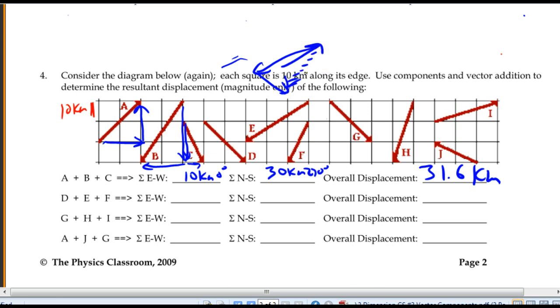Now we only got the magnitude. We'd have to look a little more detailed to get the direction, but at least it allows us a quick calculation of how much the magnitude is.